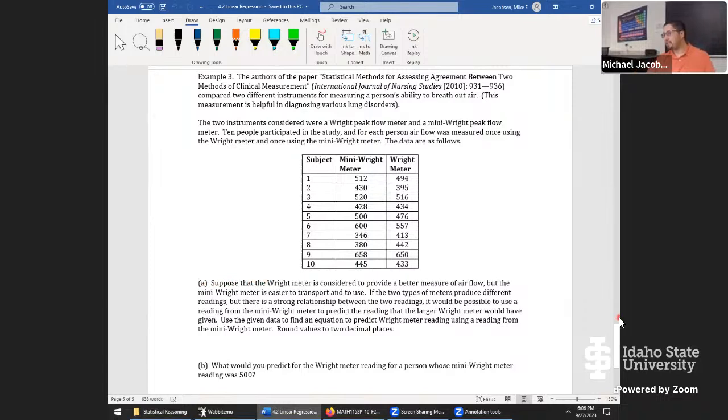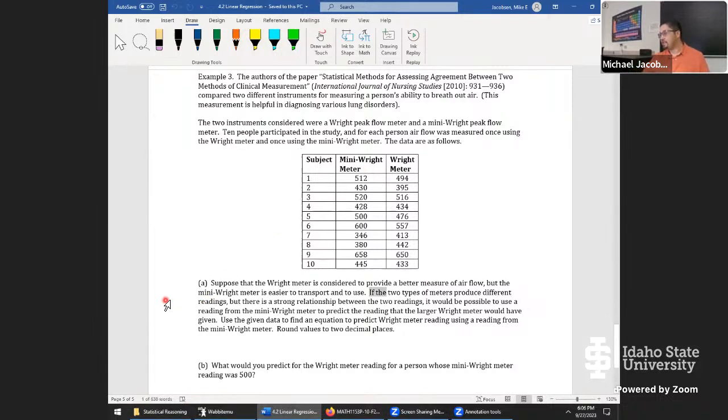Part A says, suppose that the Wright meter is considered to provide a better measure of airflow. So that one's better, the one on the far right. It's more accurate. So the question I would have at this stage is, well, why do we care about the mini one? If the Wright meter is more accurate, throw this one away. It's useless, right? But that's not the whole story with this problem. It says next, but the mini Wright meter is easier to transport and to use. So that could be critical if you're, say, interested in Doctors Without Borders. If you're going into remote locations, you might be required to pack something that's less precise just because it's more portable. So now here's where the statistics comes in.